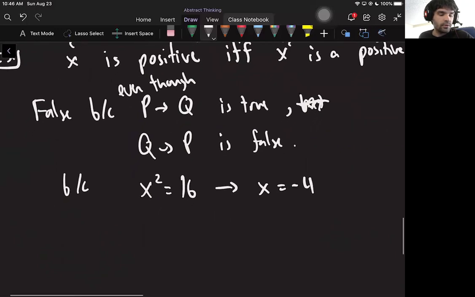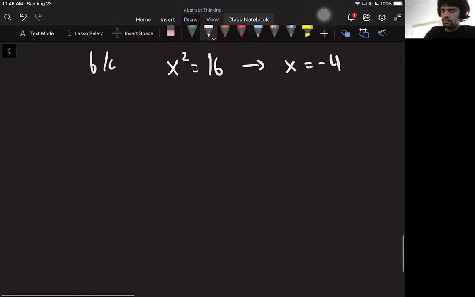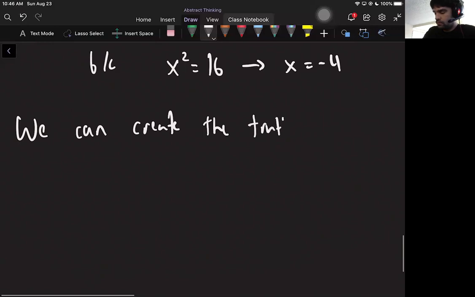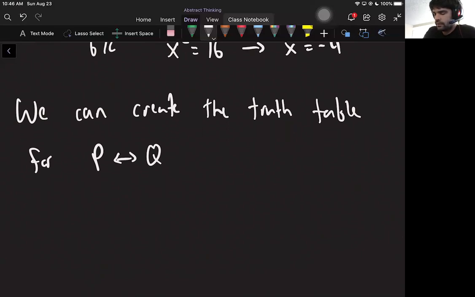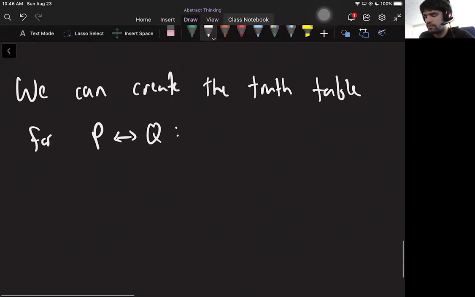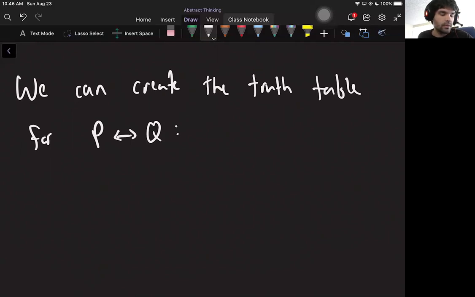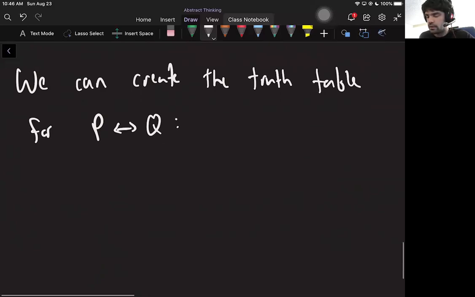Okay, so now let's create the truth table for this thing. So you can create the truth table for the biconditional, the if and only if, and then you can think of it sort of as a logical operator. So you're taking two statements and you're creating the statement one if and only if the other, and then we're seeing with a truth table when is that statement true or false. So before we write it down, let's think about what we should get. So when should this be true?